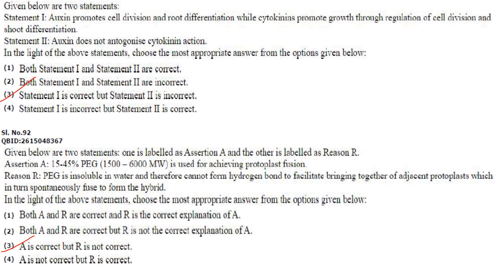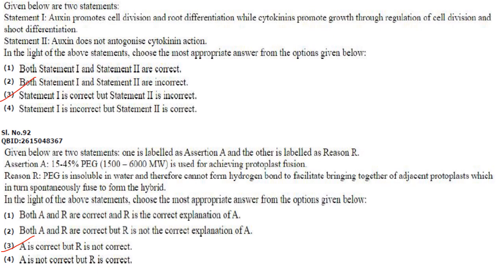Then next one. Auxin promotes cell division and root differentiation while cytokinin promotes growth through regulation of cell division and shoot differentiation. Auxin does not antagonize cytokinin action. Auxin antagonizes cytokinin action when low auxin concentration limits the action of cytokinin. So statement 2 is not correct whereas statement 1 is correct. So answer is option 3.